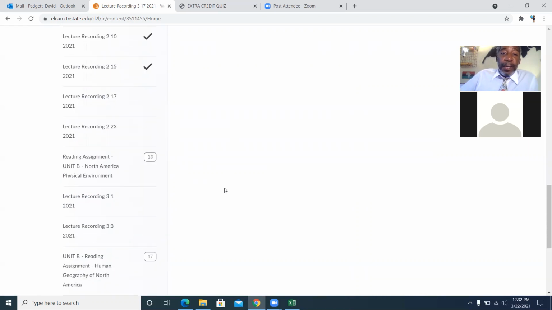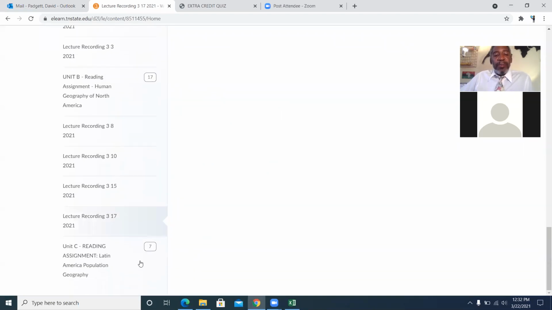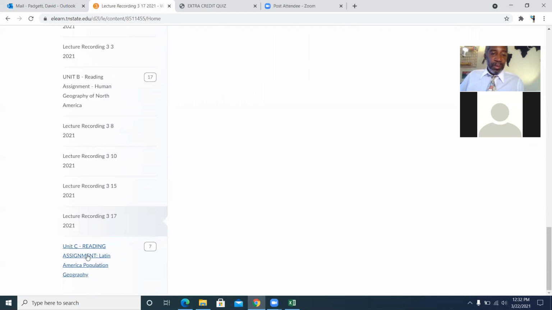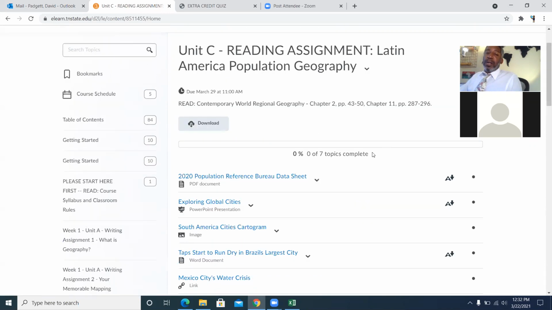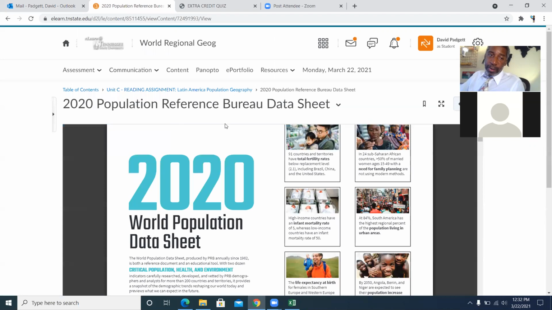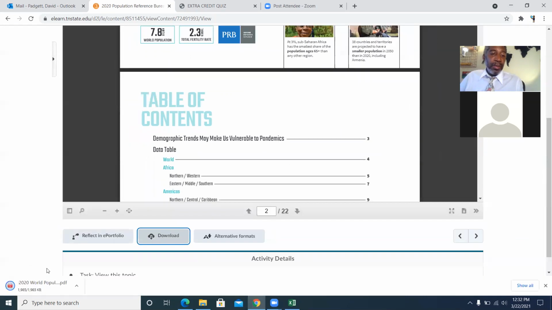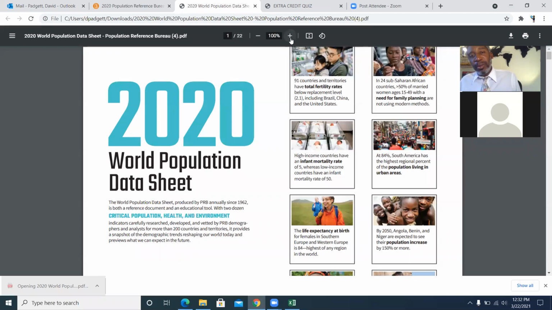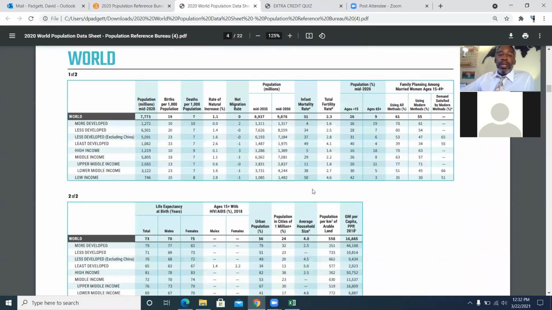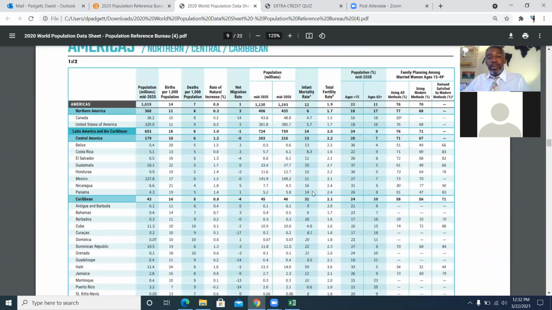Okay. So let's get into the reading assignment for this week, Latin America population geography, and let's start off with the Population Reference Bureau data sheet. And so this is the perfect segue. As you remember, we left off with population geography of North America. So we will begin with population geography of Latin America and the Caribbean for this new unit. Going right into the world population data sheet. As we segue from one to another, let's take a look at the two regions that we are exploring or have explored.